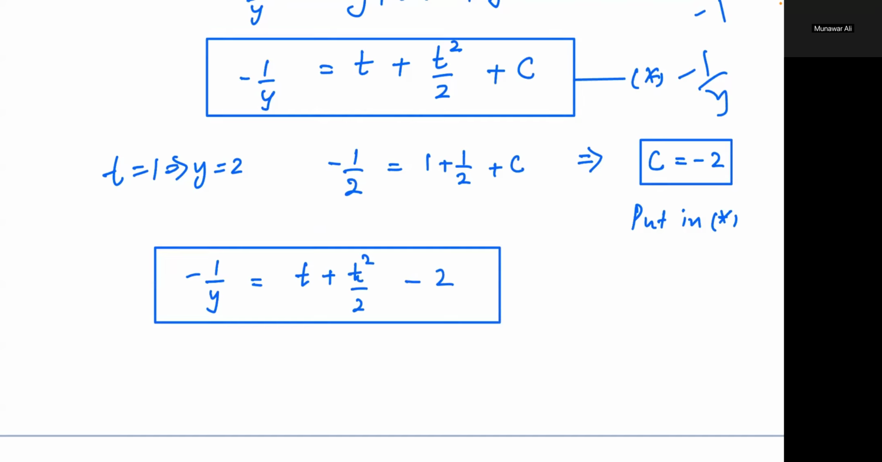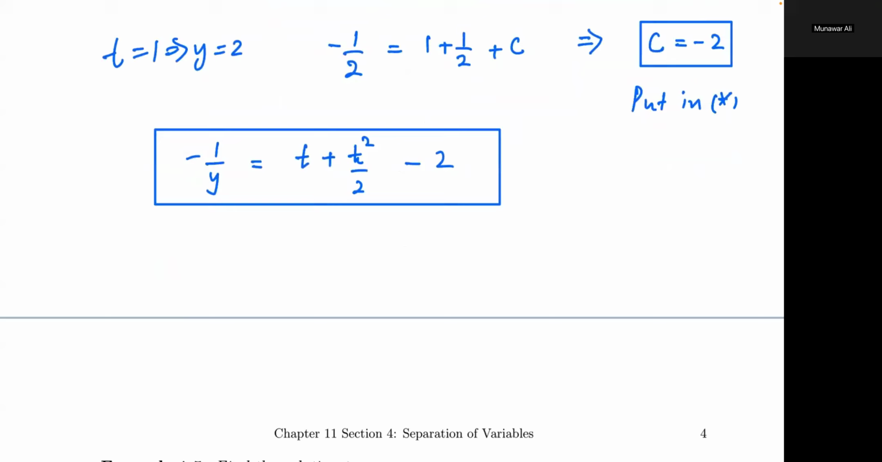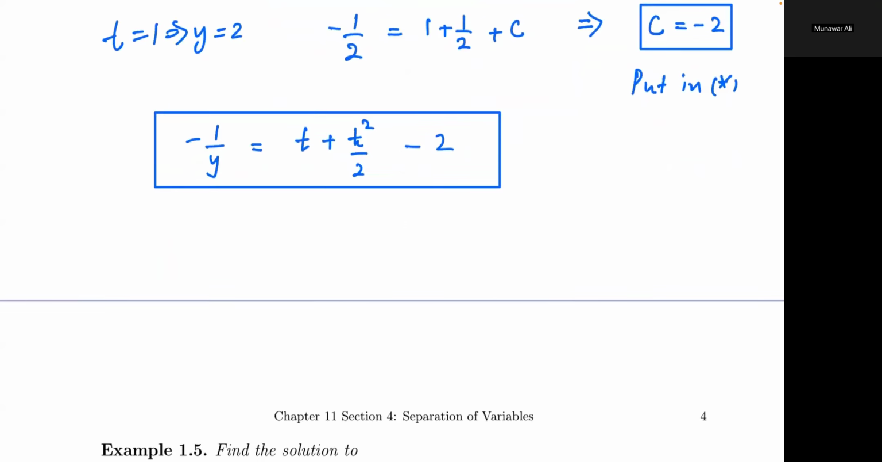If you want, you can rewrite this in explicit form, and that's not difficult either, because you multiply negative 1 on both sides. The right hand side will be 2 minus t squared divided by 2. I'm just rewriting everything. And then if you flip everything, the left hand side would be y and the right hand side would be 1 over everything, which is 1 over 2 minus t square over 2. So this is the explicit solution, but if you don't find this, I think this should be enough.